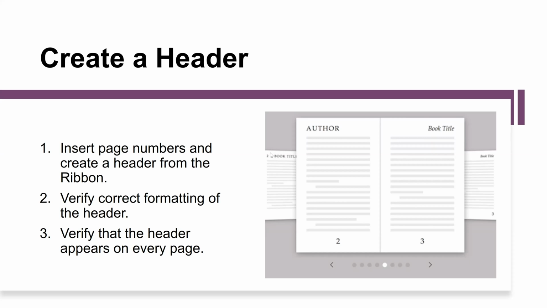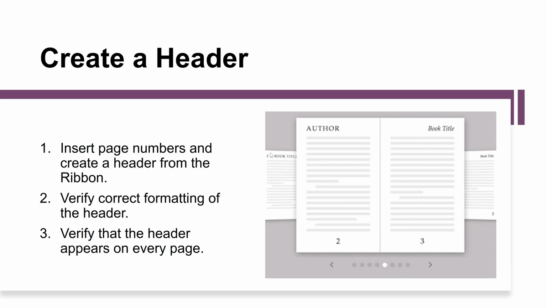Creating a header, so you have what's called a running head. So you're going to insert your page numbers and create that header from the ribbon. And that is actually several different steps, but then you can verify that that formatting is correct and verify that that header appears on every page of your paper. A header is often called a running head, and it is located at the top of the page. It can include information such as the paper title, if you're using APA, or your last name, depending on the course, if you're using MLA, and a page number. Usually it always includes a page number.